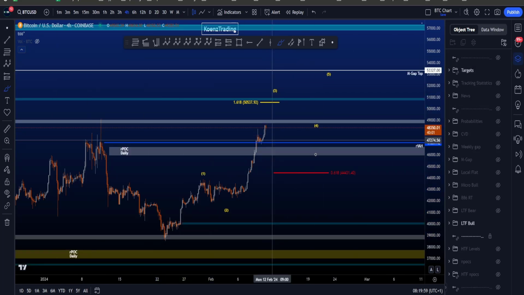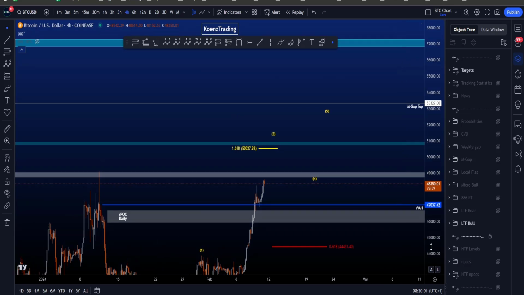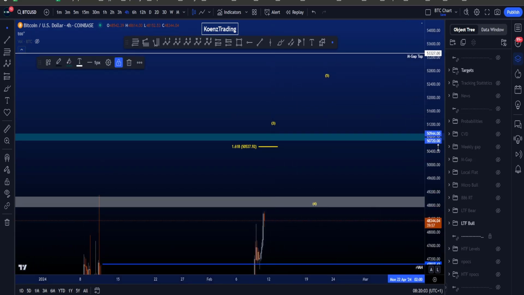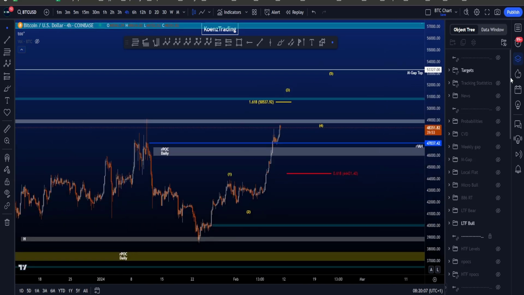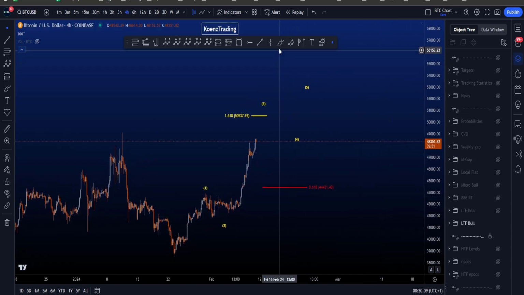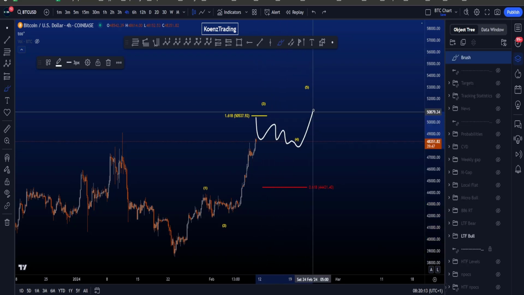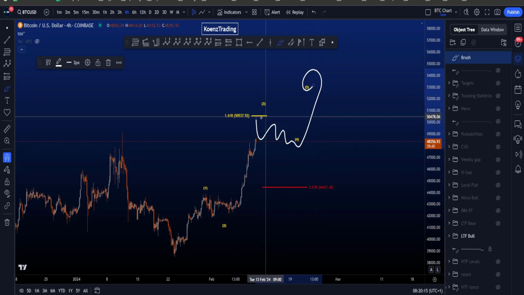Quite an interesting area because just above we have some additional resistance, the blue box here sitting between 50.7k and 50.9k. In this scenario, we then expect a wave 4 sideways corrective structure, after which we expect one more push towards the upside in a wave 5.